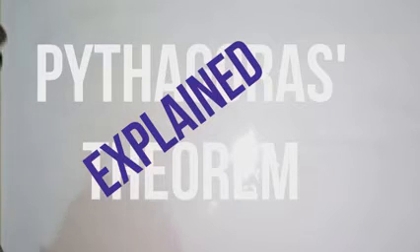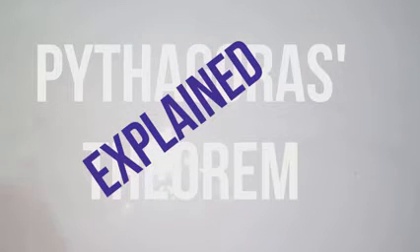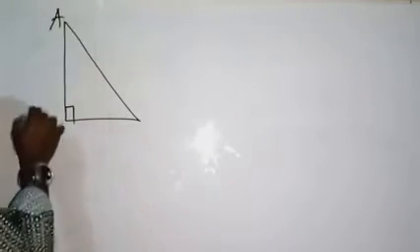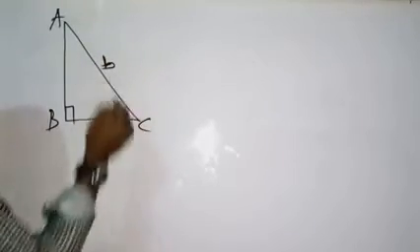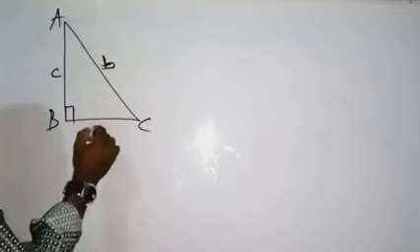I want to quickly explain the Pythagoras Theorem and when to use the Pythagoras Theorem. And now let me draw my right angle triangle. Let me label this A, B, C. Let's call this side B. Call this one C and call this A.